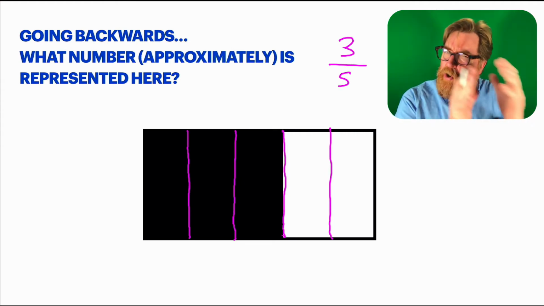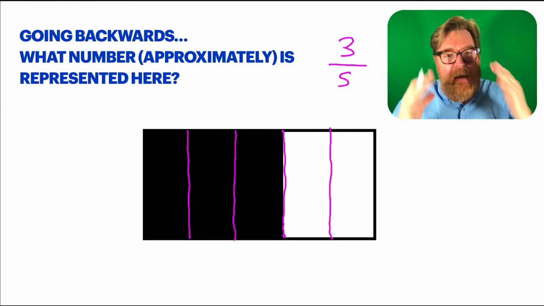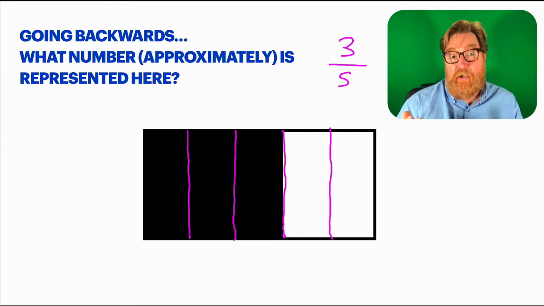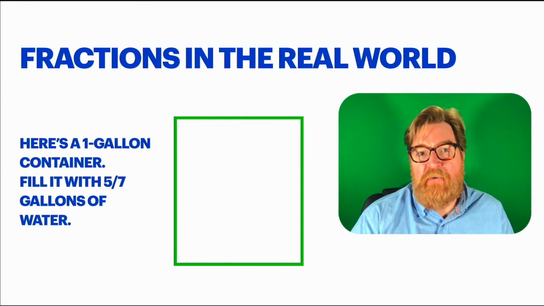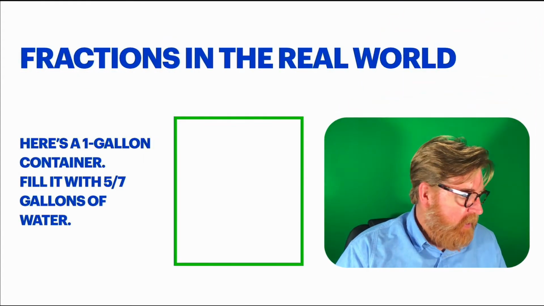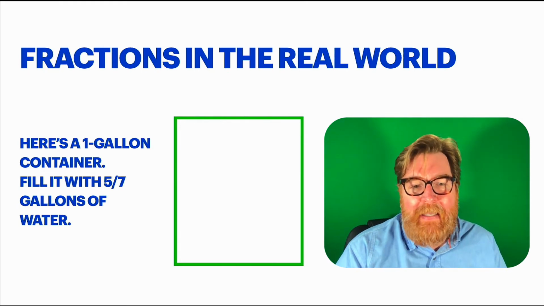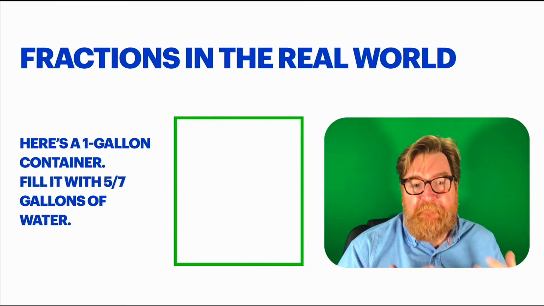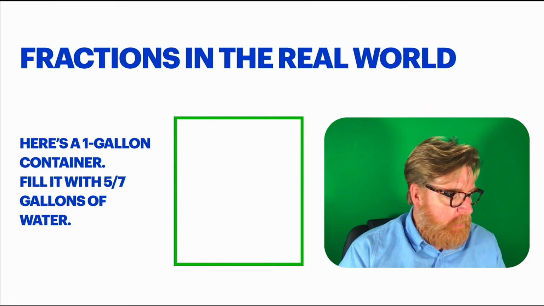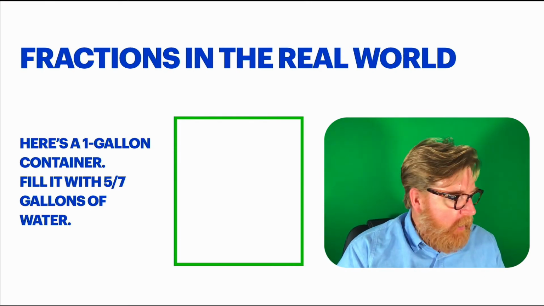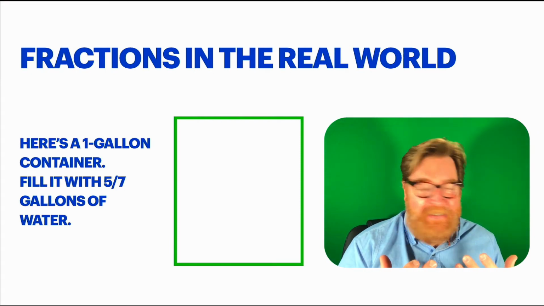All right. It's a little bit tougher to go backwards, and there are many, many answers that would be correct for that approximation, especially if they didn't tell us the denominator. Okay? The best part about fractions is you're going to use them all the time in the real world. Like, for example, here, if you've got a 1 gallon container and you want to fill it up with 5/7 gallons of water for something you're doing, then you should be able to do that. It's the same idea, isn't it?